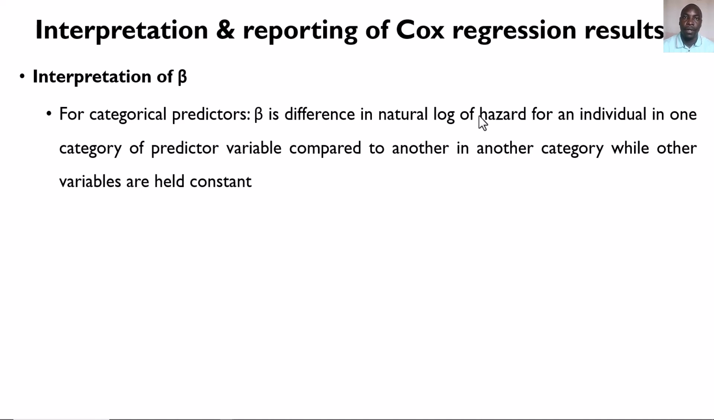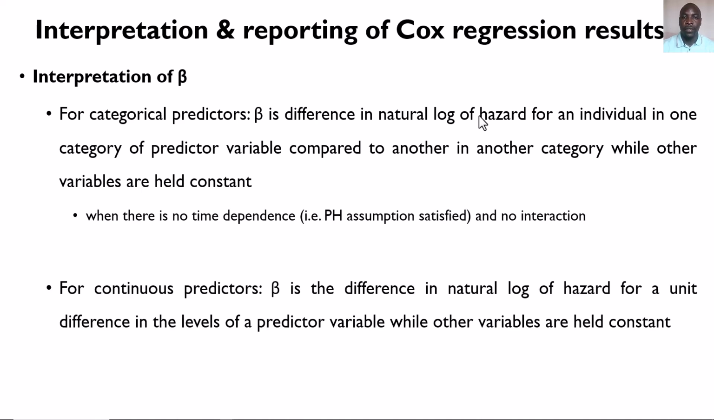When we are talking of betas, it is a difference in the natural log of hazard. But for a hazard ratio, it is a log of hazard ratio. So for a continuous predictor, it is the difference in natural log of hazard for a unit difference in the levels of the predictor variable, while other variables are held constant, no time dependence, no interaction.